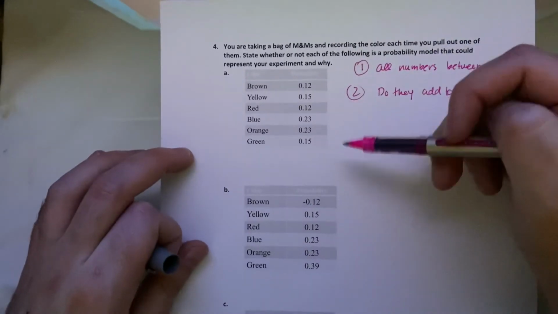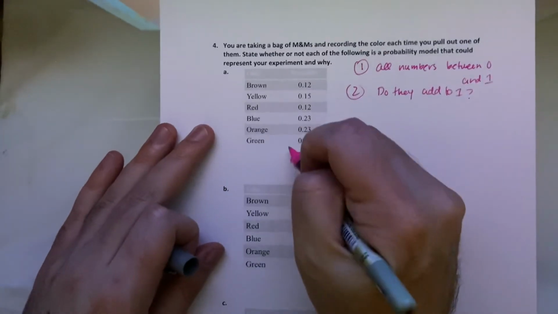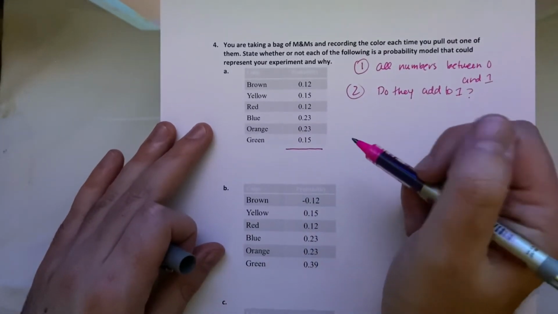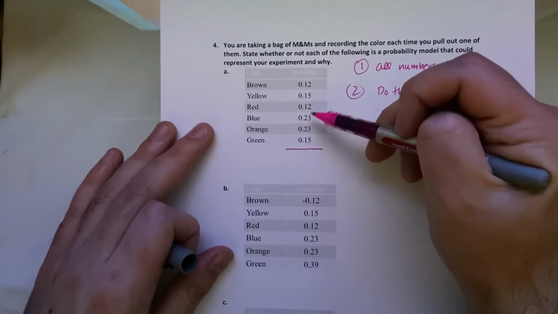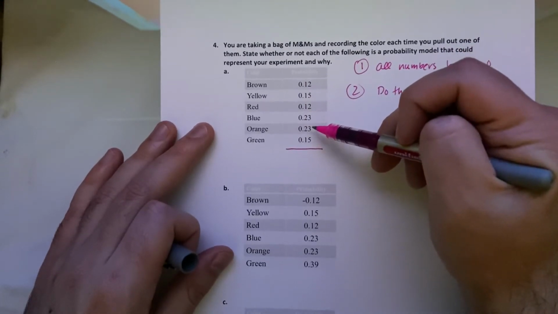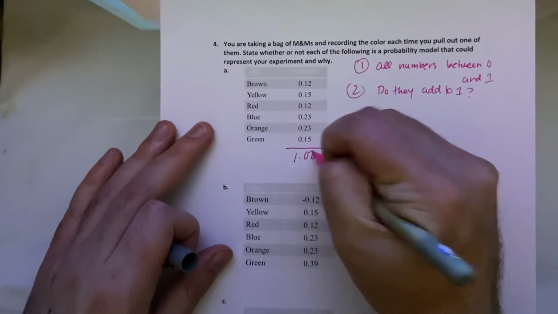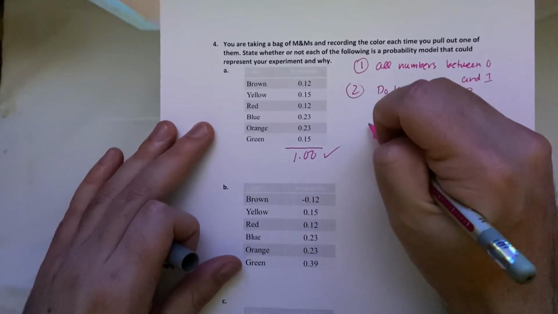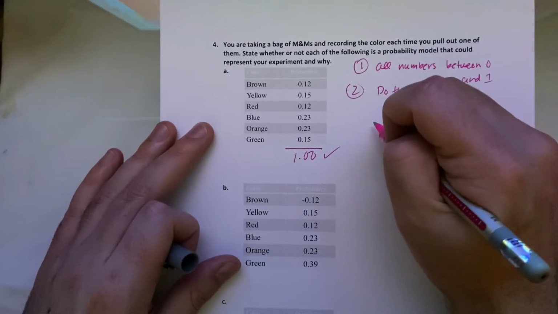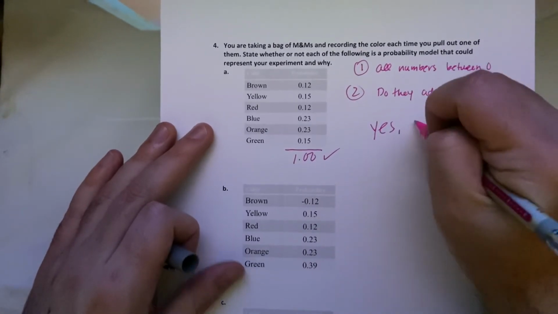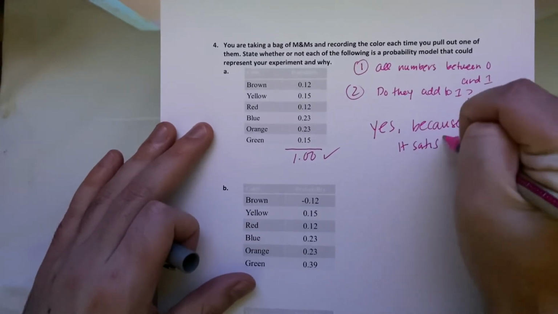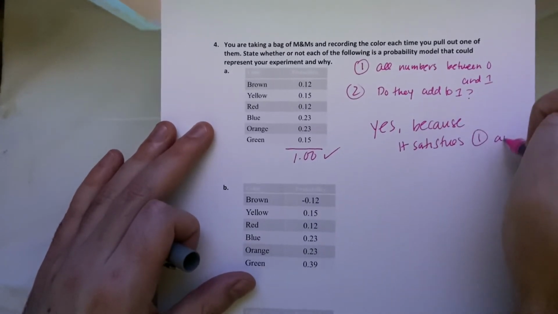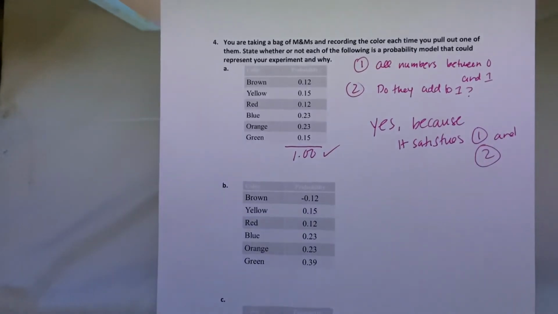So looking at A, it looks like all of the numbers are between 0 and 1. So let's add: 12 and 15 is 27, 39, 62, 85, 100. So 1.00. So could it be a probability model? Yes, because it satisfies 1 and 2. All the numbers were between 0 and 1, and it added to exactly 1.